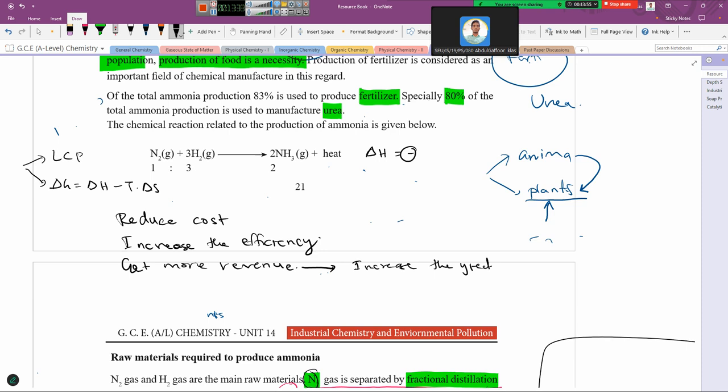Now you see here, this is an exothermic reaction. Naturally, for this reaction to happen, we have to overcome a specific activation energy. For that, we have to provide energy to the reactants. So how can we provide energy?